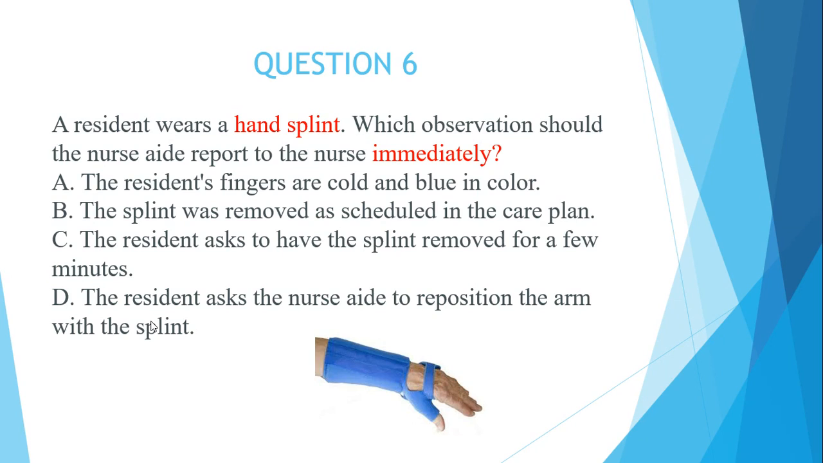But when the fingers are cold and blue, there is a circulation problem. Probably that splint is too tight, and because of that, the blood flow is compromised, and that is why those fingers are turning blue and cold. A needs to be reported immediately. C has to be reported also. But between A and C, A is the one that you have to report right away, followed by C. So the answer is A.